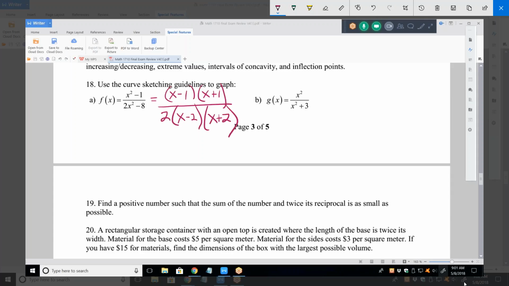Now, let's lay out a grid. What you end up with, whenever you start with a rational quotient, the first thing you want to do is lay down your asymptotes. You want to lay down your vertical asymptotes and your horizontal asymptotes, and that's your new grid. So, how about vertical asymptotes? First thing.